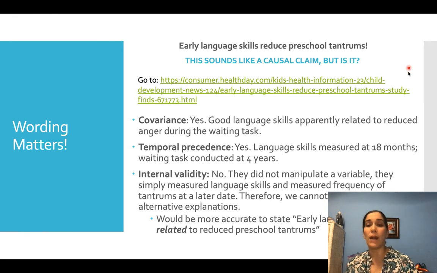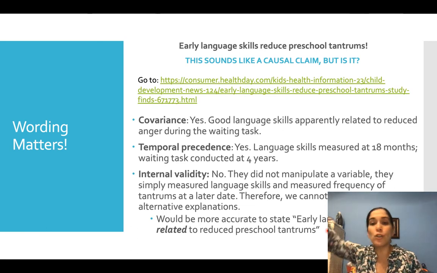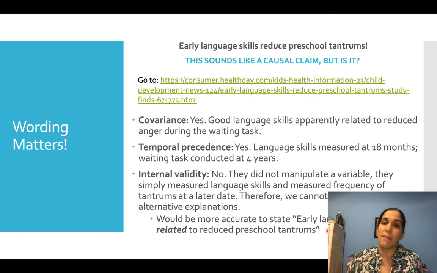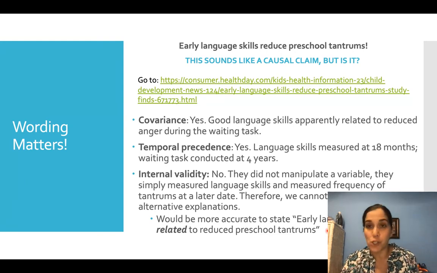It would be more accurate to state early language skills are related to reduced preschool tantrums. And they did find that children that had language skills early on were more likely to have fewer preschool tantrums, but they didn't control or rule out any other possible alternative explanations. And so therefore, we can't make the claim that early language skills causes or for sure reduces preschool tantrums.